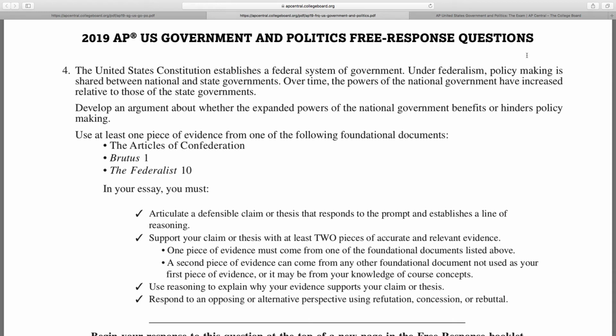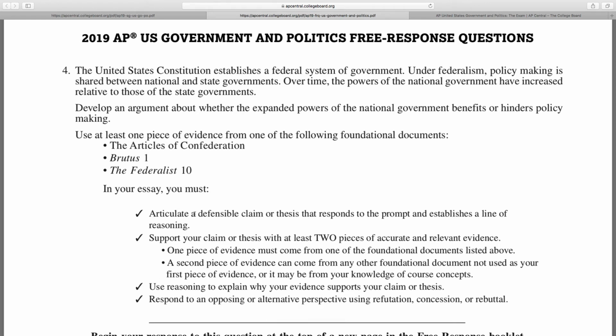First up, if you come down here where they're saying in your essay you must, this last part here, respond to an opposing or alternative perspective using refutation, concession, or rebuttal. This is the part you're not going to have to do.